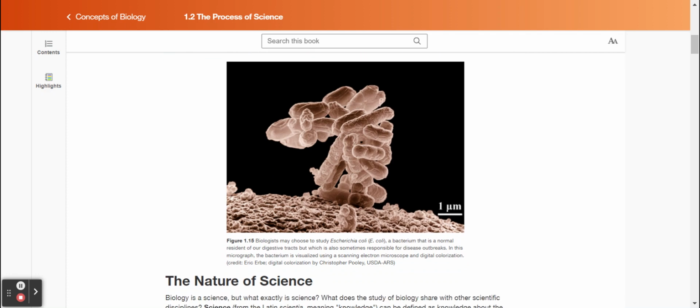Figure 1.15. Biologists may choose to study E. coli, a bacterium that is a normal resident of our digestive tracts, but which also is sometimes responsible for disease outbreaks. In this micrograph, the bacterium is visualized using a scanning electron microscope and digital colorization.